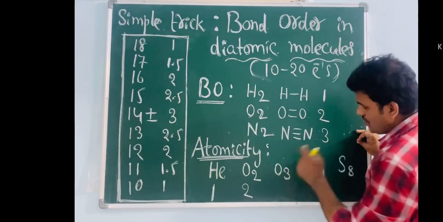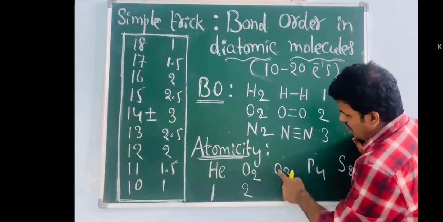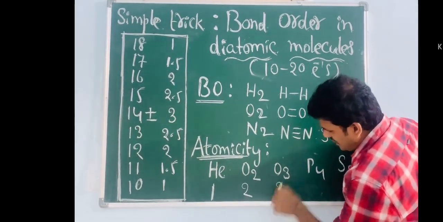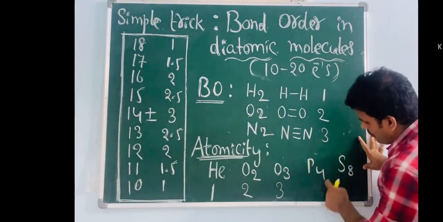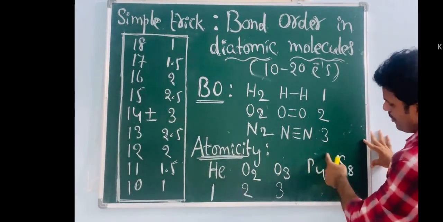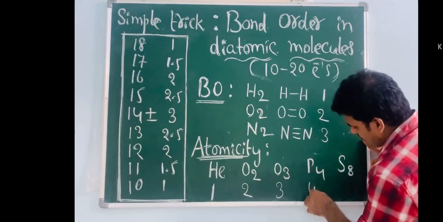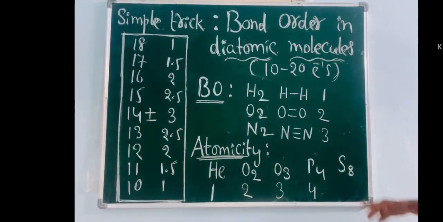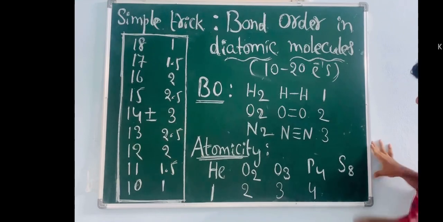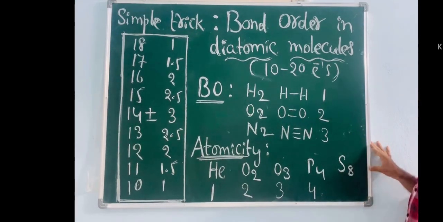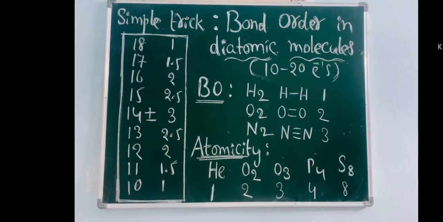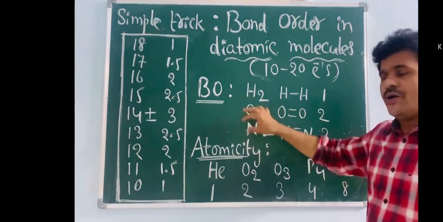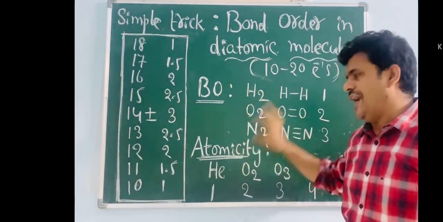Next one, ozone contains 3 oxygen atoms, so this is a triatomic molecule. Whereas in the case of phosphorus, the number of phosphorus atoms is 4. This is a tetraatomic molecule. In the case of sulfur, the number of sulfur atoms in a sulfur molecule is 8. That indicates an octatomic molecule. So this is about bond order and also atomicity.